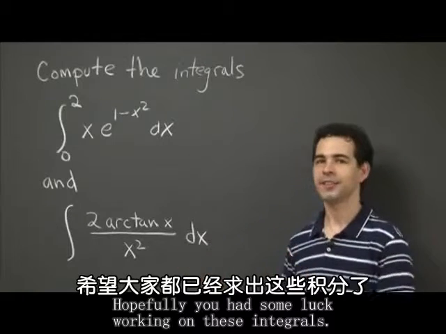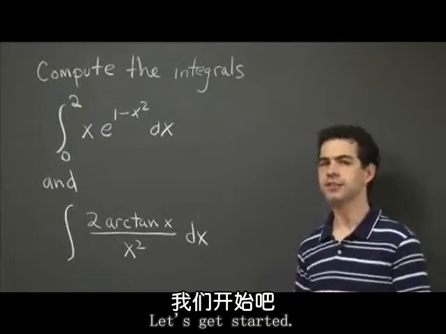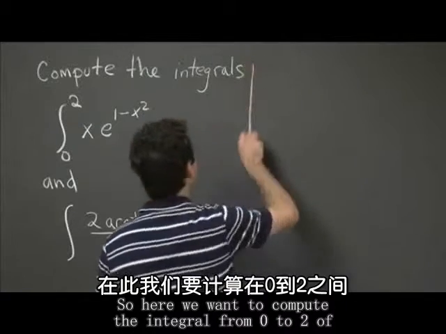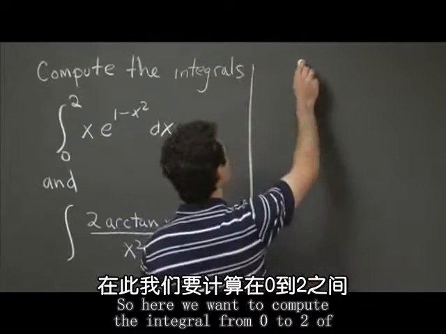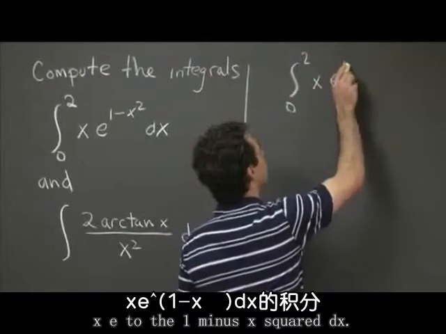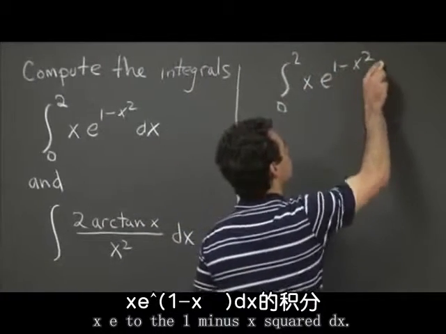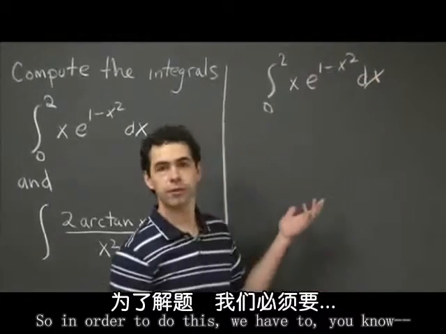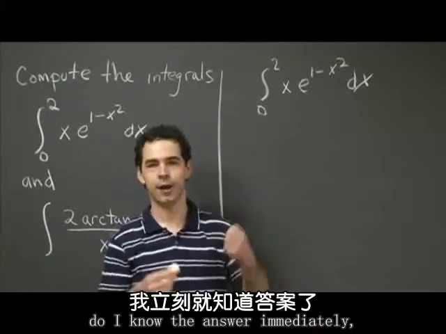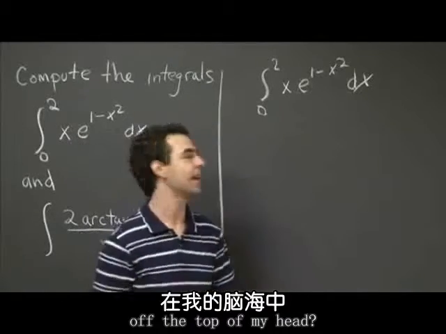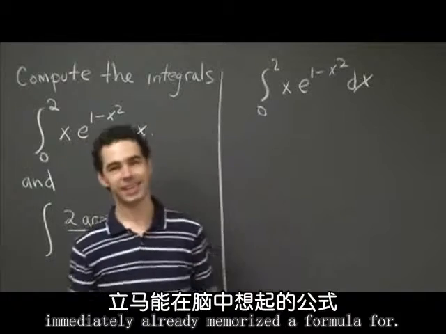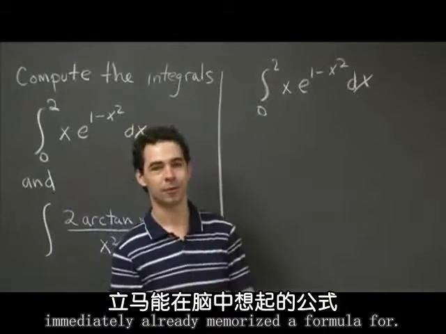Welcome back. Hopefully you had some luck working on these integrals. Let's get started. We can do the first one first, and then we'll go on to the second one. So here we want to compute the integral from 0 to 2 of x e to the 1 minus x squared dx. We could look at it and say, do I know the answer immediately off the top of my head? And this is not one of the ones that we already have a memorized formula for.